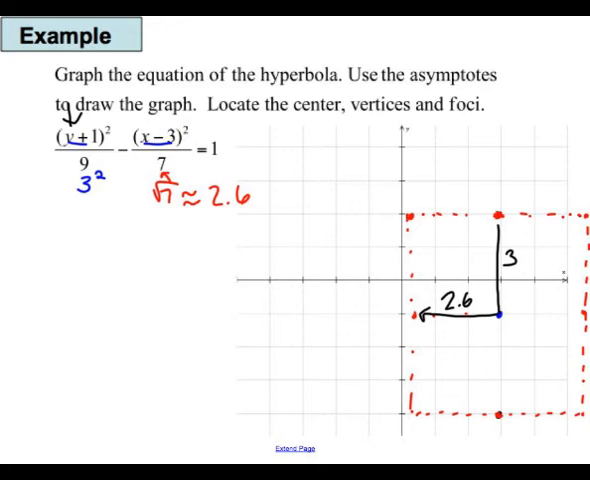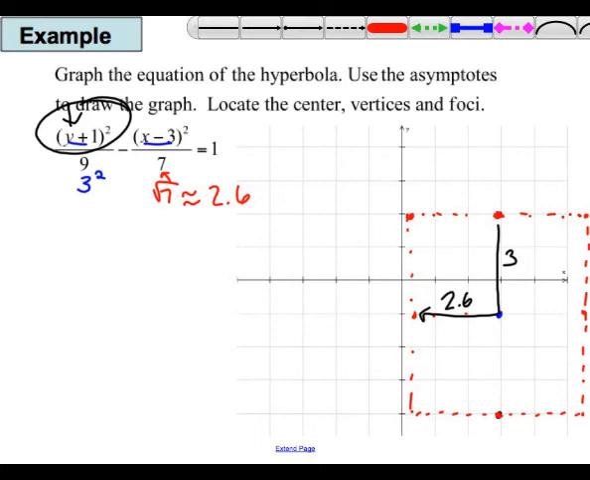Okay? Now I can draw in my asymptotes, and it's going to be a vertical hyperbola, so that means my asymptotes will help me figure out where the boundaries are. So let's take a look at this one. It's going to have an asymptote here, and it's going to have an asymptote here.